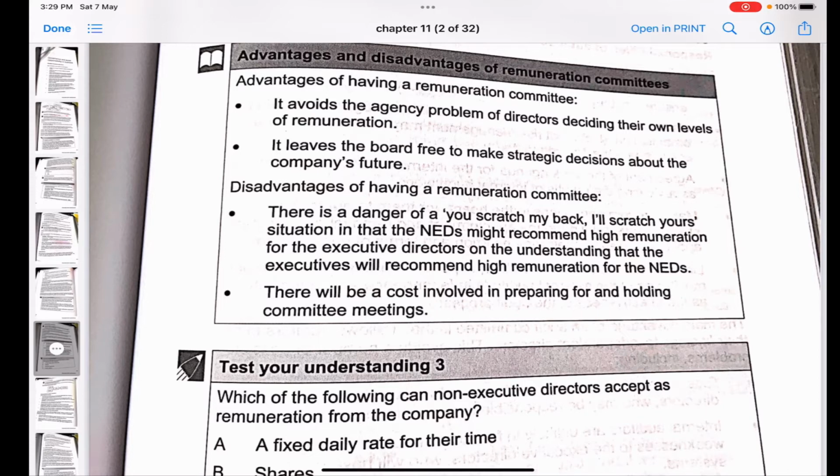The disadvantages. There can be a situation where the executive directors can tell the non-executive directors that if you give us this much pay, then we will also vote that you get this much pay, or some kind of fraud like that. So that might happen. A situation of you scratch my back, that's what I've explained. And then there will be a cost involved in preparing and holding committee meetings, obviously.